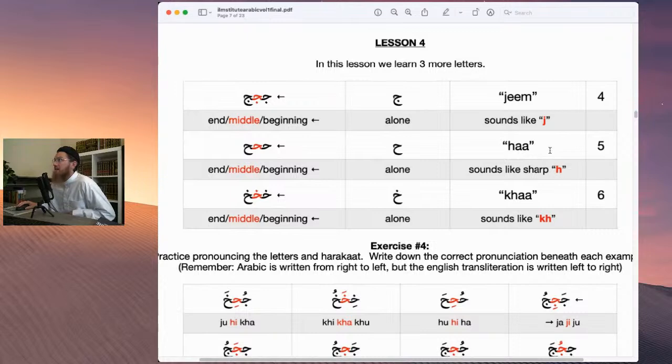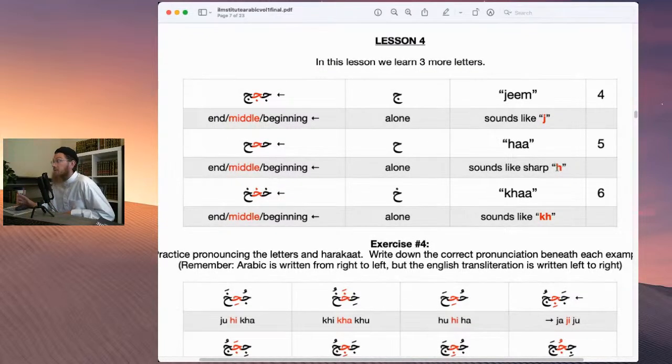So next we have the letter ha. The letter ha sounds like a sharp H. It's not exactly like the English, but it's sharp. Ha. Sounds like a sharp H. And it's important because these distinctions matter, especially when we start learning other letters that might sound similar to an H, but it's not sharp. So this is the letter ha, and this is how it looks alone, and then in the beginning, middle, and end of a connection. Again, it looks just like the Jim, except the Jim has a dot underneath. The ha doesn't have a dot.